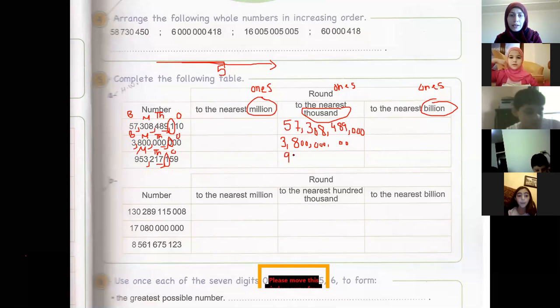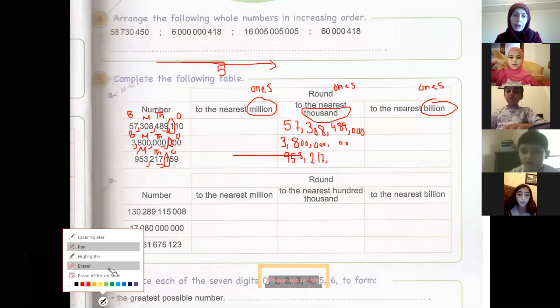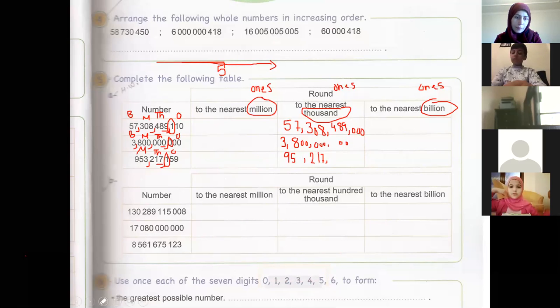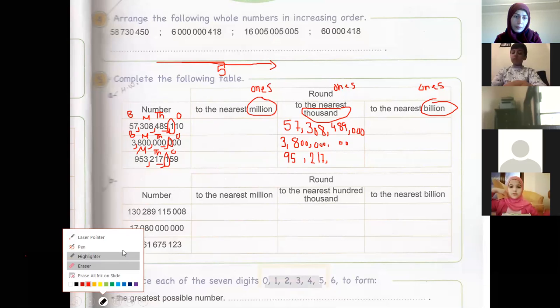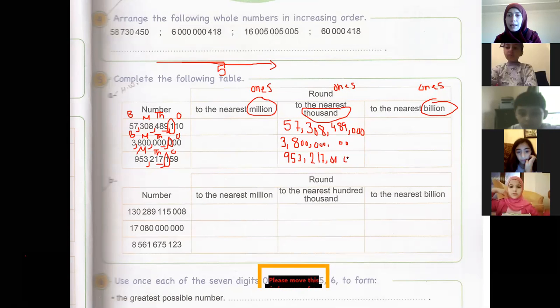Bravo. So 953 million 217,000. All the digits to the right side of seven will be? Will become zero. Excellent. So 963 million 217,000. Okay.